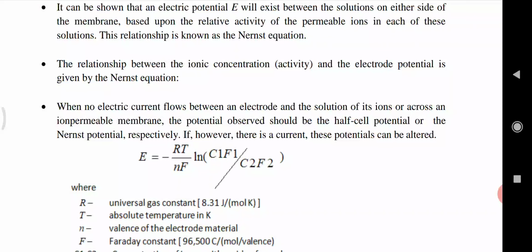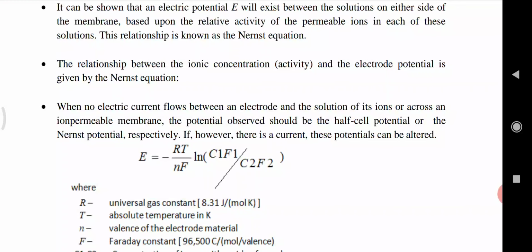That is, when no electric current flows between an electrode and the solution of its ions or across an impermeable membrane, in this case a small potential is observed, and this potential is called half cell potential or the Nernst potential. However, if there is a current, this potential can be altered.